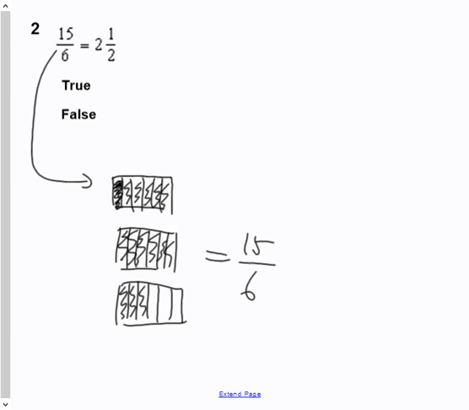1/6. Now, think about how many full chocolate bars would that be? Well, there's 1 full chocolate bar, 2 full chocolate bars, and we have 3/6 of a chocolate bar, which we know in lowest terms would be a half. So therefore, we have 2.5 full chocolate bars. So our answer for question 2 is true.